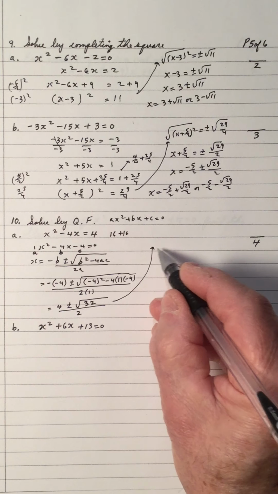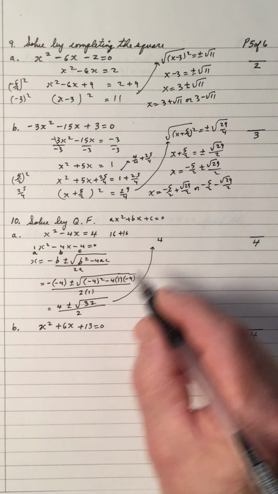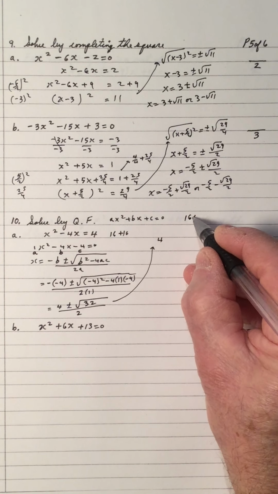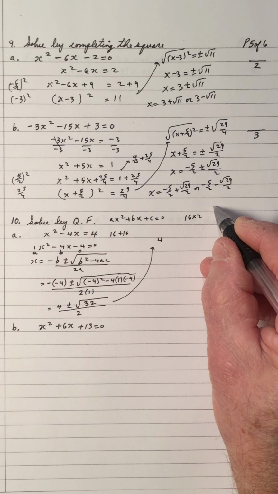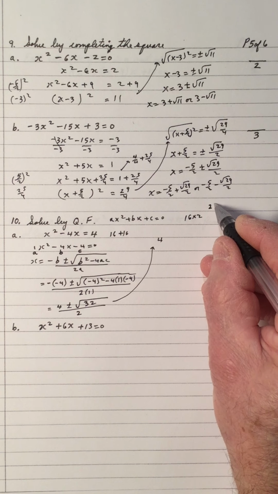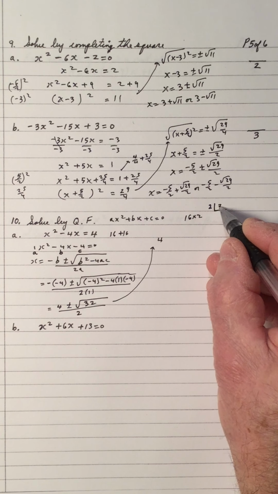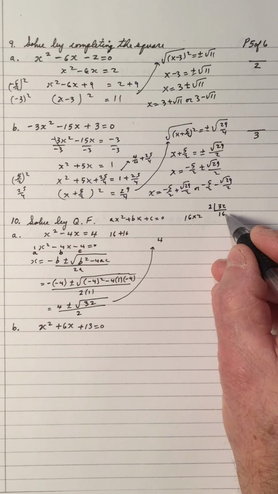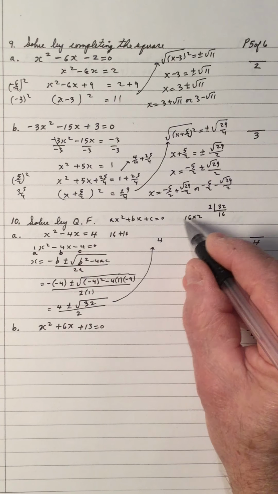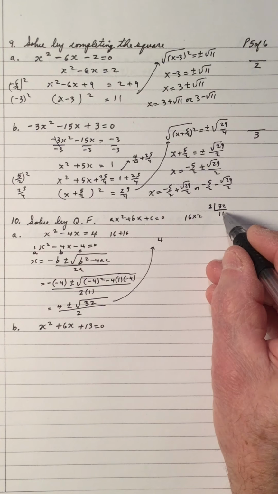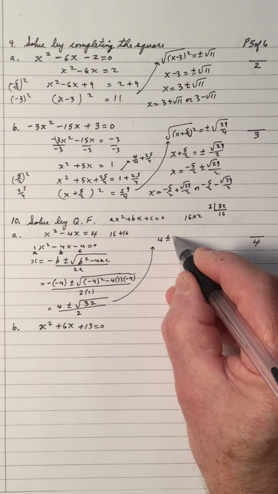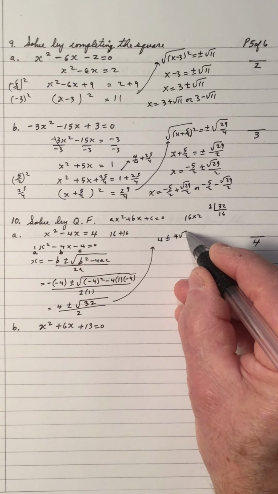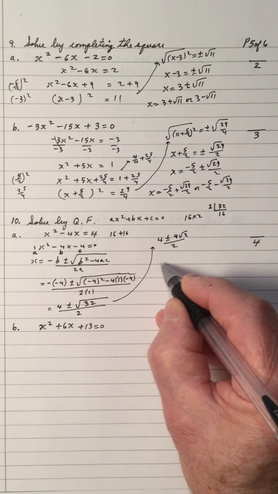And let's continue. 32 is 16 times 2. Or you can break it right down. If you want, let's break 32 down. 2 into 32 goes 16. So we get 16, so it's a 16 times 2. Square root of 16 is 4, so it's a 4 root 2 over 2.